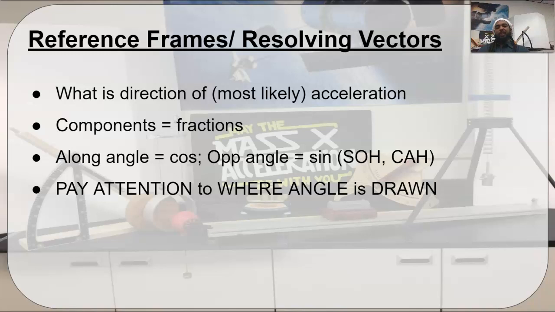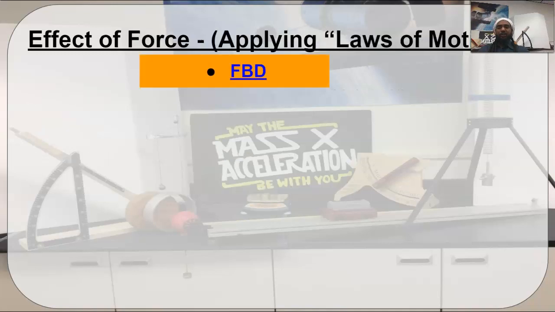You want to be able to split any force that is not in your chosen reference frame into components. And keep in mind that a component of a force is going to be a fraction of the force. The resultant, or the total force, must be bigger than the individual components, unless one component is equal to the resultant, in which case there is 0 component in the perpendicular direction. Again, SOHCAHTOA. So when you split a force into components, look for where the angle is, and the component that is along the angle is going to be cosine of that force, and sine will be the component that's opposite of the angle. Pay attention to where the angle is drawn.